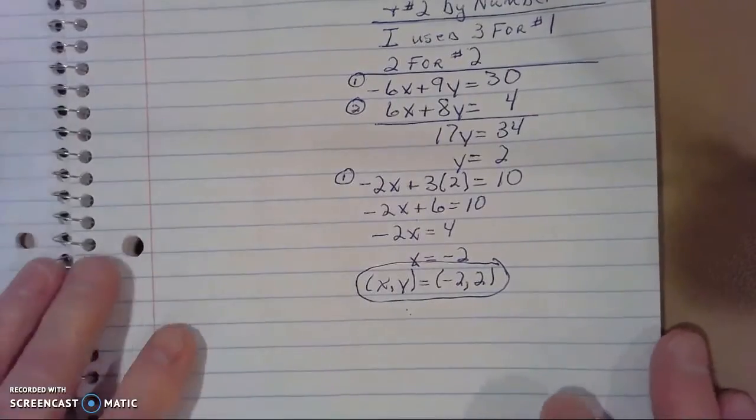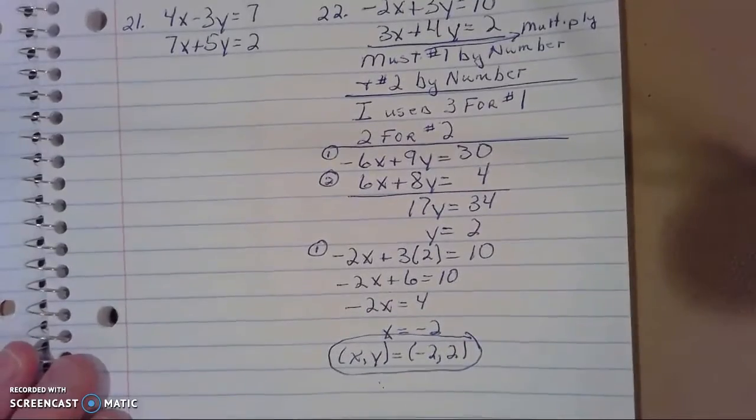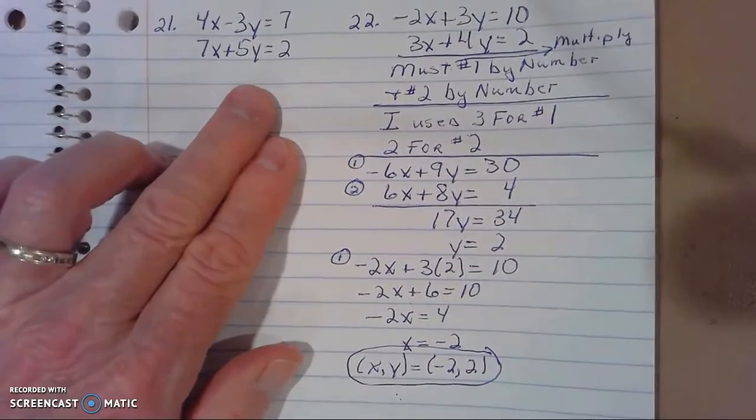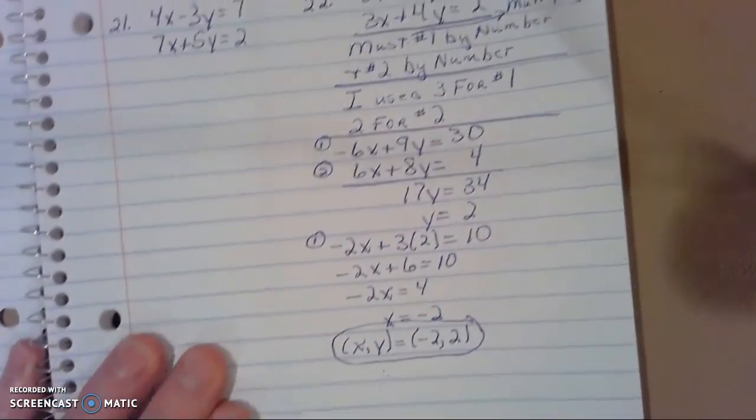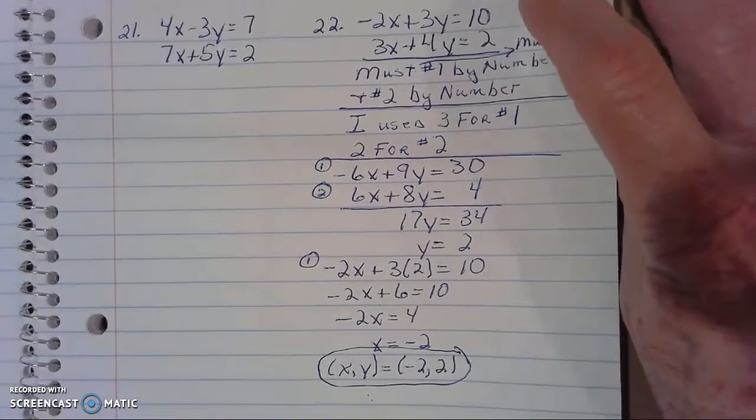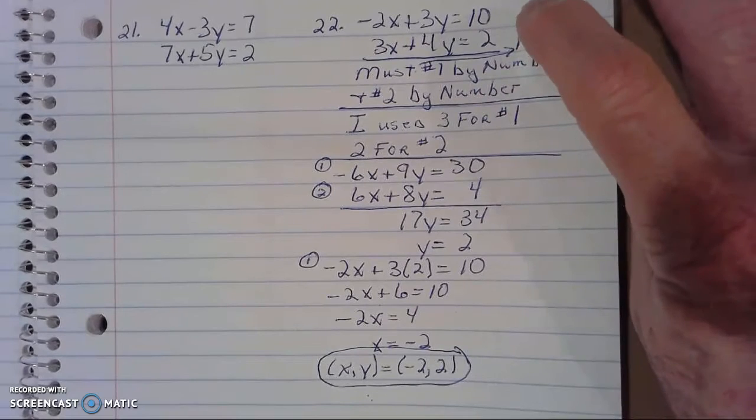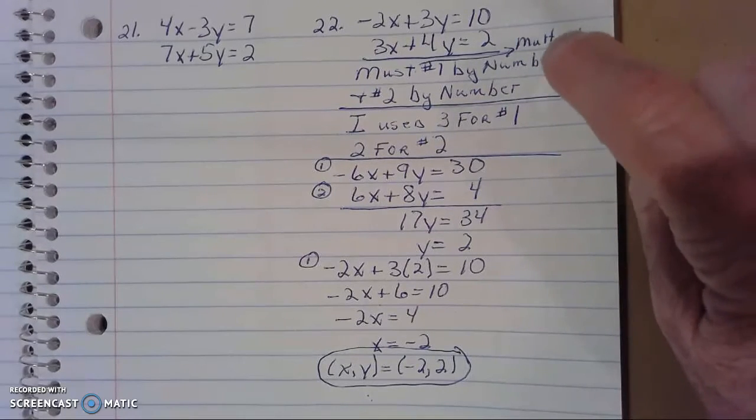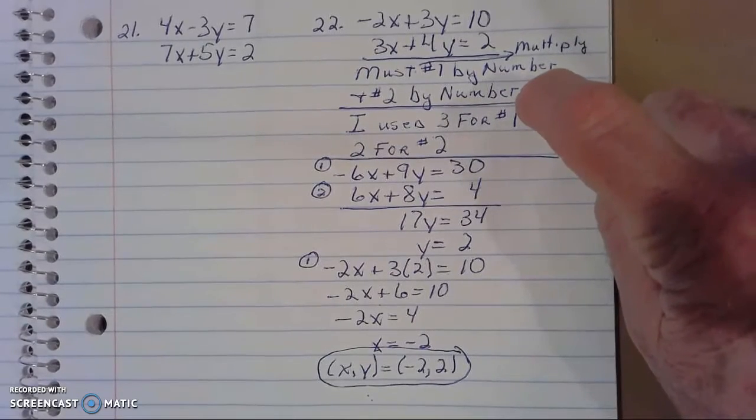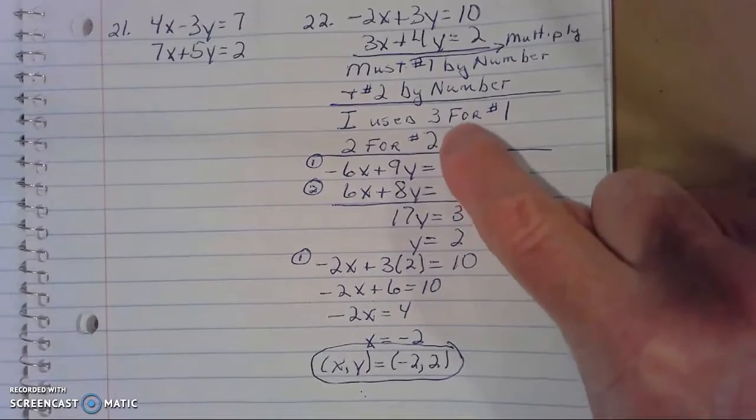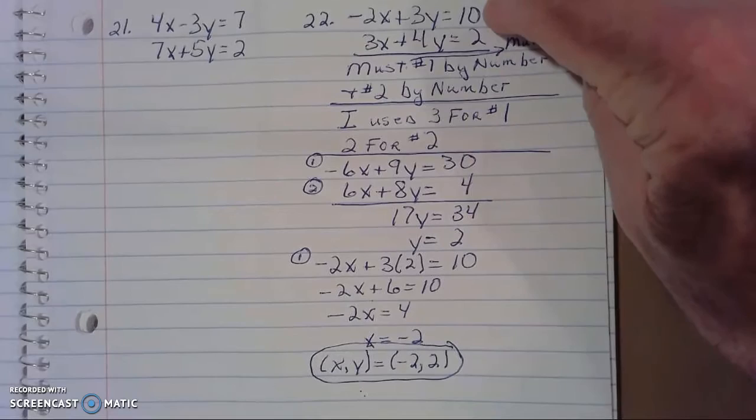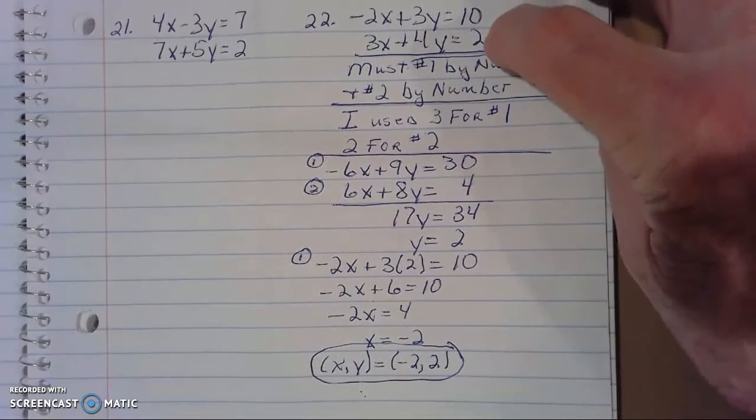Then the final problems from this lesson. 21, 4x minus 3y equals 7, and 7x plus 5y equals 2. And then 22, negative 2x plus 3y equals 10, and 3x plus 4y equals 2. I multiplied equation number 1 by a number and equation number 2 by a number. So I used 3 for number 1 and 2 for number 2. 3 times the first equation and 2 times the second equation.